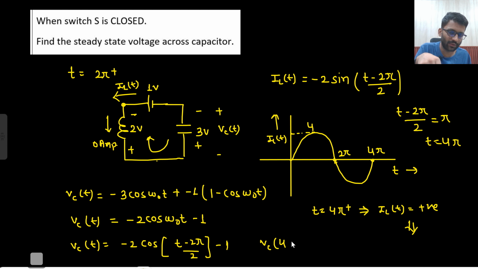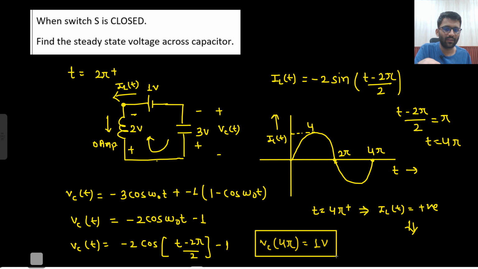VC(t) value at t equals 4 pi. What will we get? At t equals 4 pi, if you put 4 pi here, 4 pi minus 2 pi would be 2 pi. 2 pi by 2 would be pi. So cos pi is minus 1. So 2 minus 1, 1 volt. So at t equals 4 pi, you are having 1 volt.